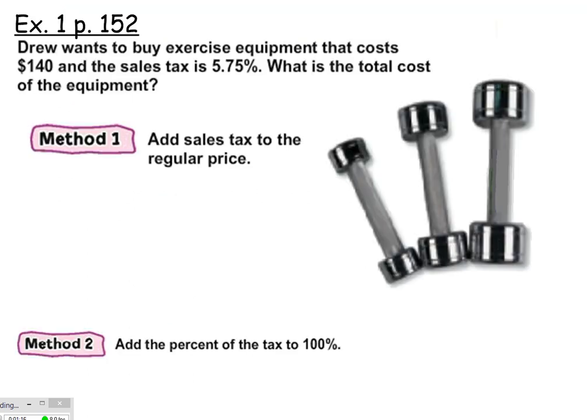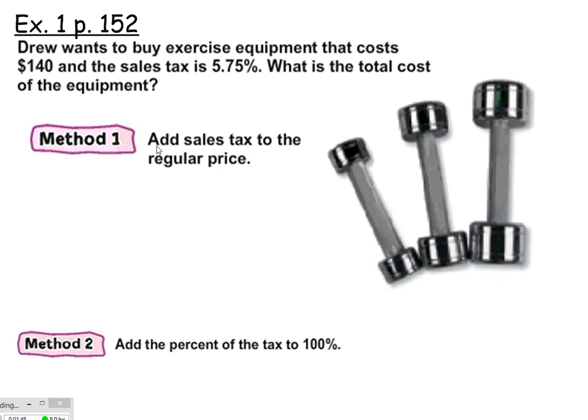So let's start on example 1, page 152. Drew wants to buy exercise equipment that cost $140, and the sales tax is 5.75%. What is the total cost of the equipment? Well, we have two methods here. Method 1 is where we can add the sales tax to the regular price. Method 2 is to add the percent of the tax to the 100%.